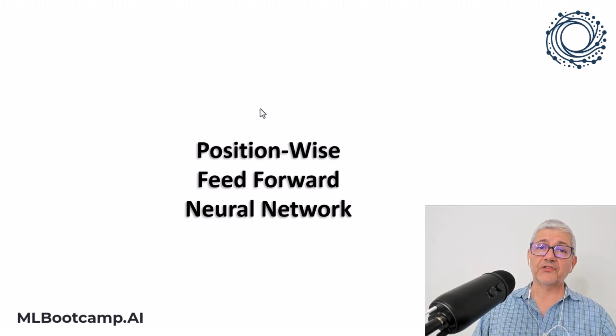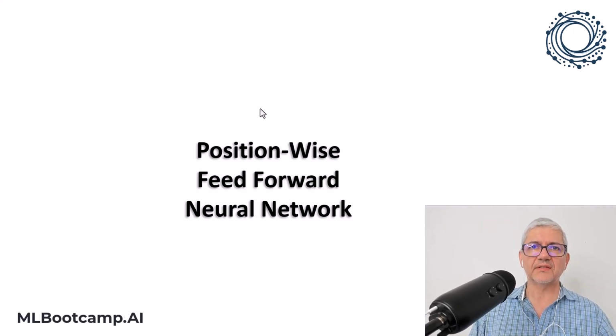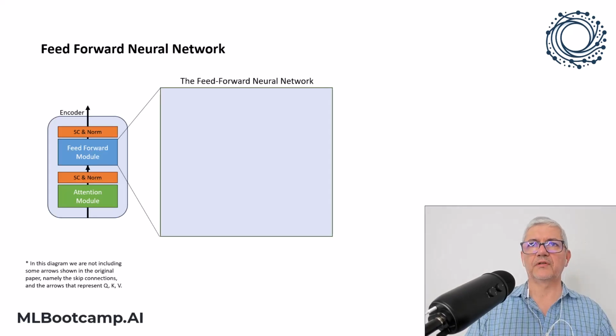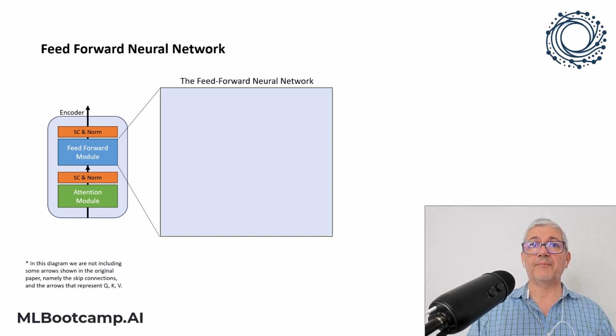Now that we have finished the attention module, we go to the next layer inside the encoder, and it's called the feedforward neural network. In the original paper, this is also called a pointwise or position-wise neural network. Let's review it. Up to this point, all the transformations that our input has suffered have been linear. With the feedforward neural network, we apply non-linearity.